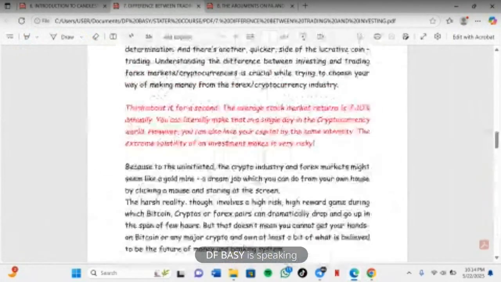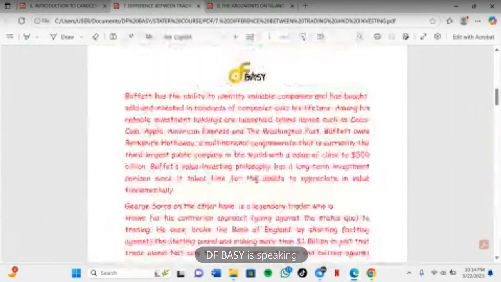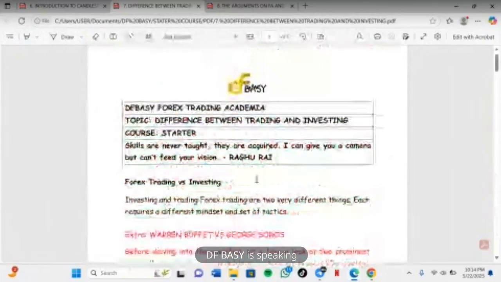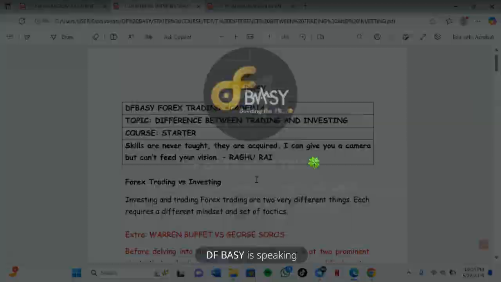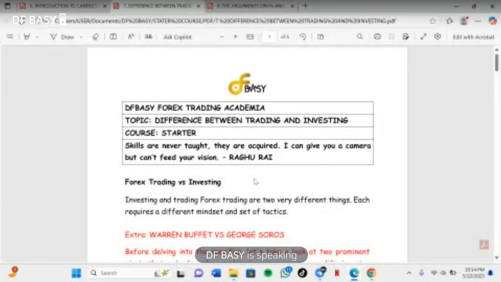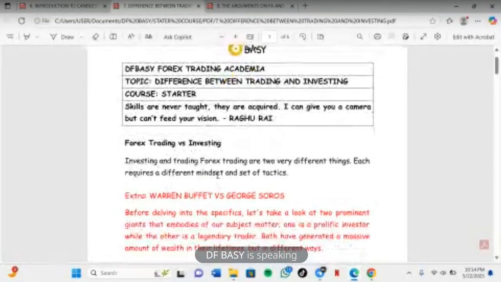Let's talk about this. It is 10:14. I started today's class late, so let's say I'll stop by 10:30. Let me talk about the difference between TA and FA. So now, the difference between trading and investing. There's a huge difference between trading and investing.